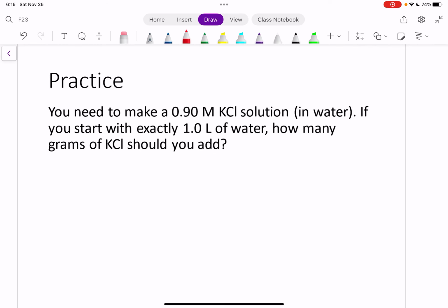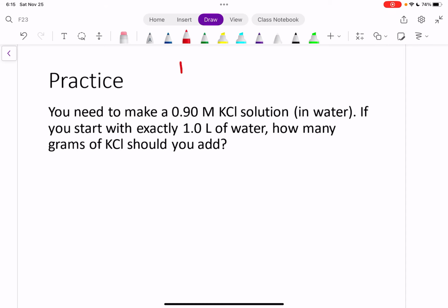All right, so this question says you need to make a 0.90 molar potassium chloride solution using water. If you start with exactly 1 liter of water, how many grams of KCl should you add? All right, so note that this solution is made from dissolving potassium chloride in water. So I'm kind of going to be using the term solution and water interchangeably throughout this problem, and that's because the solution is made with water.